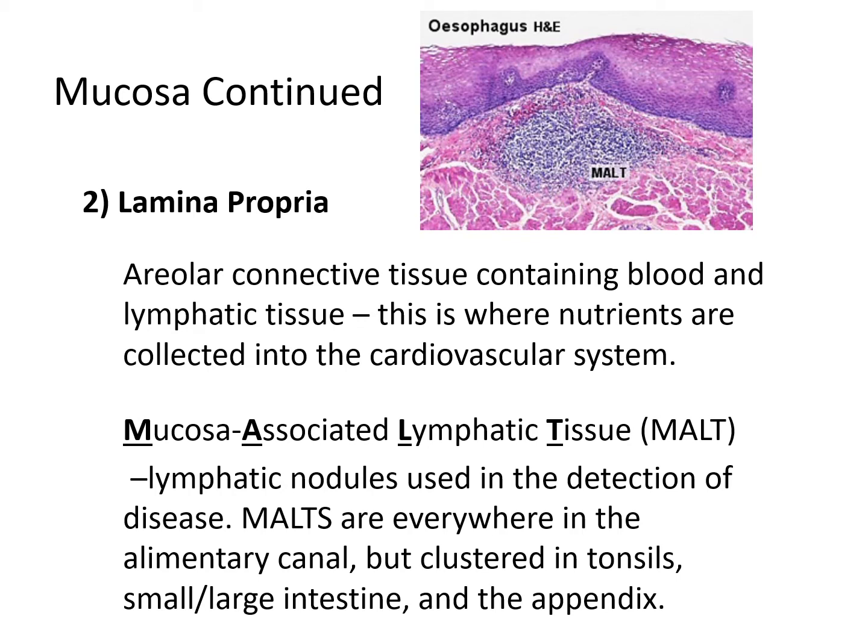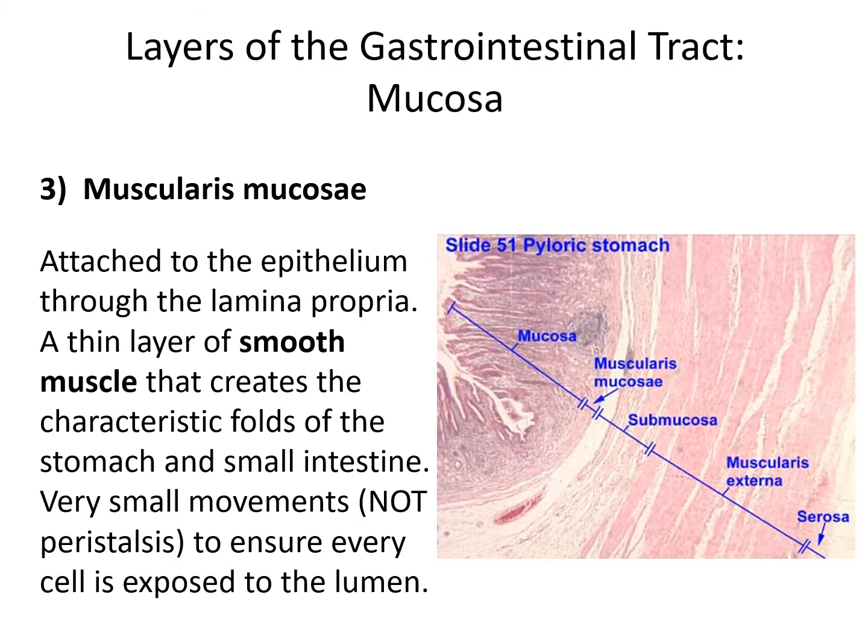But as you can imagine, there's lots of bacteria in your intestines, and your body wants to make sure that bacteria is not free to simply roam wherever it wants to. So these little nodes hopefully will scrounge up all that bacteria, destroy it, so that it doesn't get into the bloodstream. The next layer below the lamina propria is the muscularis mucosae.